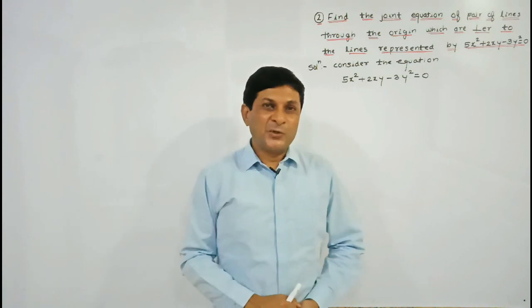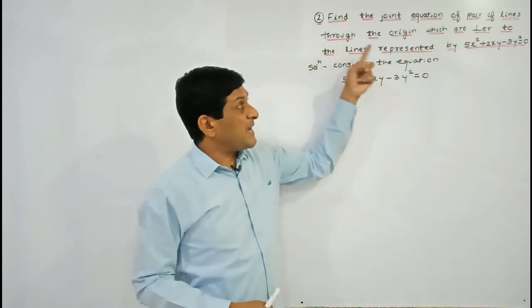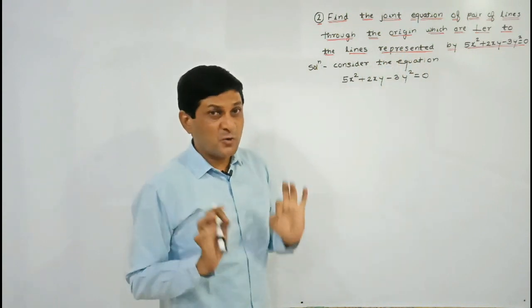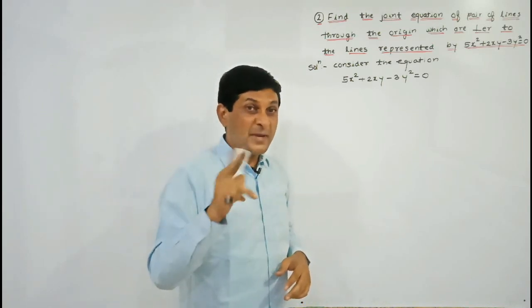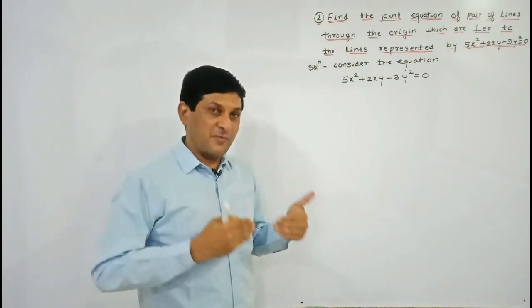See question number 2. In this question we have to find the joint equation of the pair of lines passing through the origin and perpendicular to the lines represented by this equation. One homogeneous equation is given to us and we have to find the joint equation of the pair of lines. To find the joint equation we have to find the first equation.